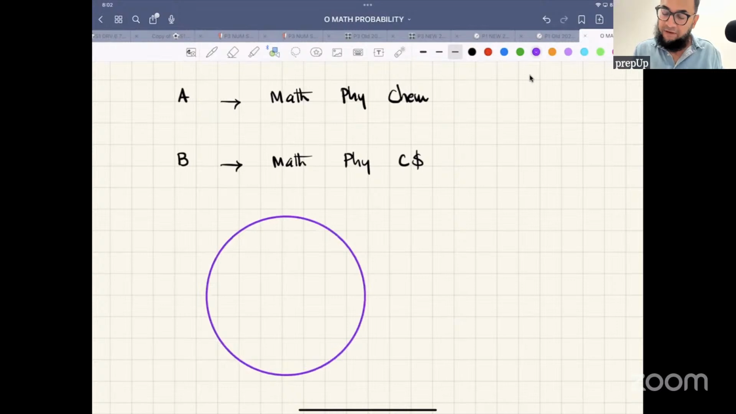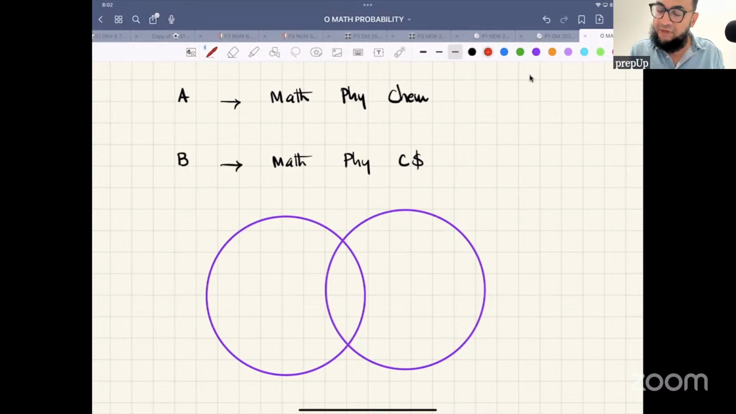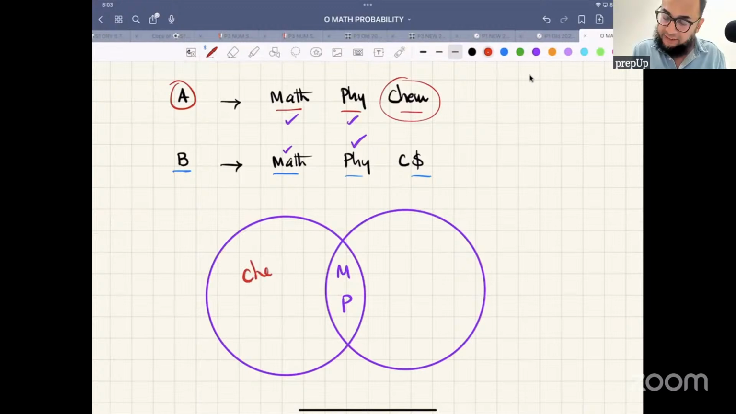So if I illustrate it on a Venn diagram, which subjects are common? We have A, that is math, physics, and chemistry. We have B, that is math, physics, and CS. The common one is math. The common one is physics. So M goes over here, P goes over here. And chemistry, that is A only. That goes over here. And B, not physics, that is CS, computer science only. That goes over here. So that's how this Venn diagram is filled up.